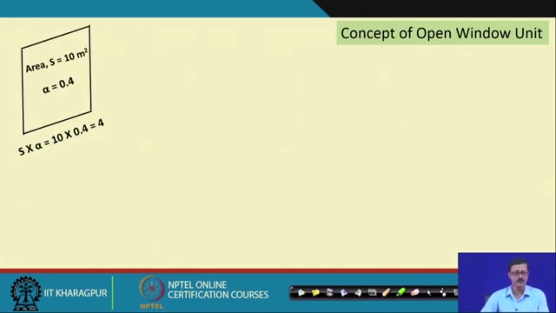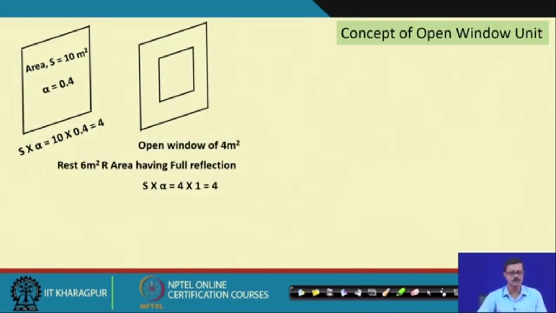So, suppose I have again a panel of 10 meter square and the alpha value of that panel is 0.4. So, the S alpha product is 4. So, I can say that it is equivalent to an open window having 4 meter square of area, because this 4 meter square of area has an alpha value of 1, because it is an open window, and it gives me the same S alpha product. Of course, I have to assume that the rest of the panel is fully reflective. So, everything is going back.